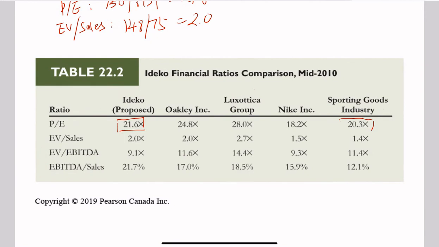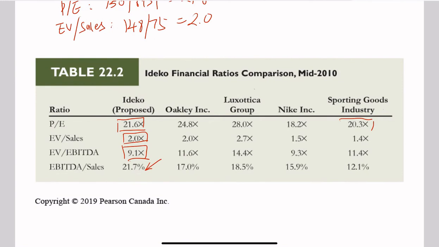And next, we look at these EV sales and EV EBITDA ratio. Again, lower the better. And in this case, we can still see that IDCO is not overvalued. The last one is EBITDA divided by sales.